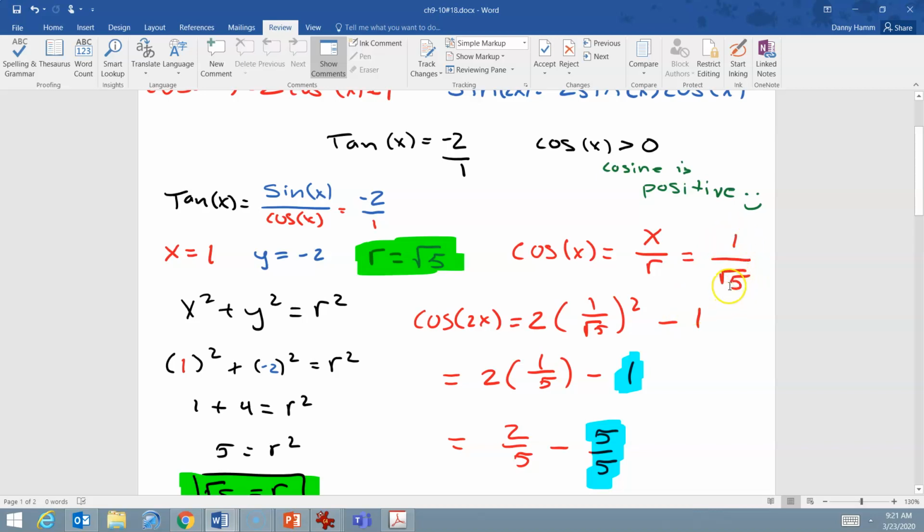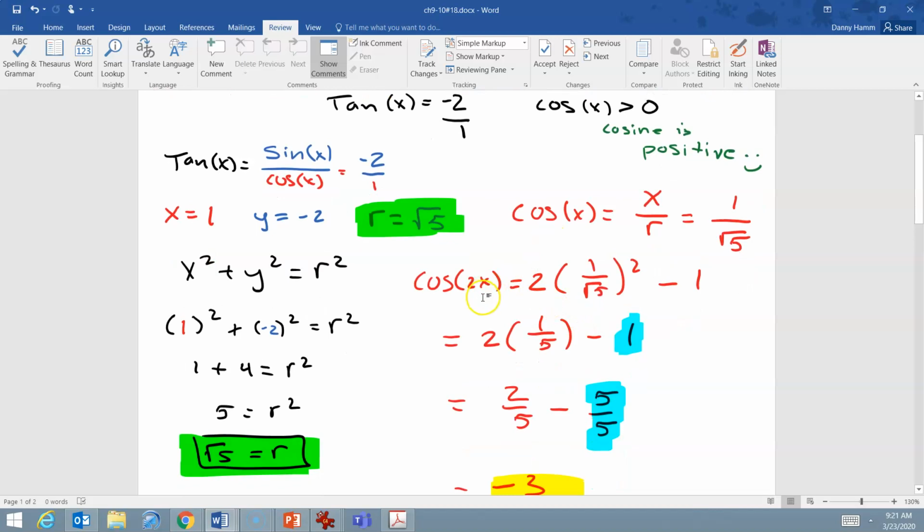We can keep this as is, just because we're going to be squaring it in the identity, and that'll take care of that nasty radical. So we plug this back into the identity, 2 times cosine squared x minus 1, with the value of 1 over square root of 5. We square that, we get 1/5. Multiply times 2, we get 2/5.